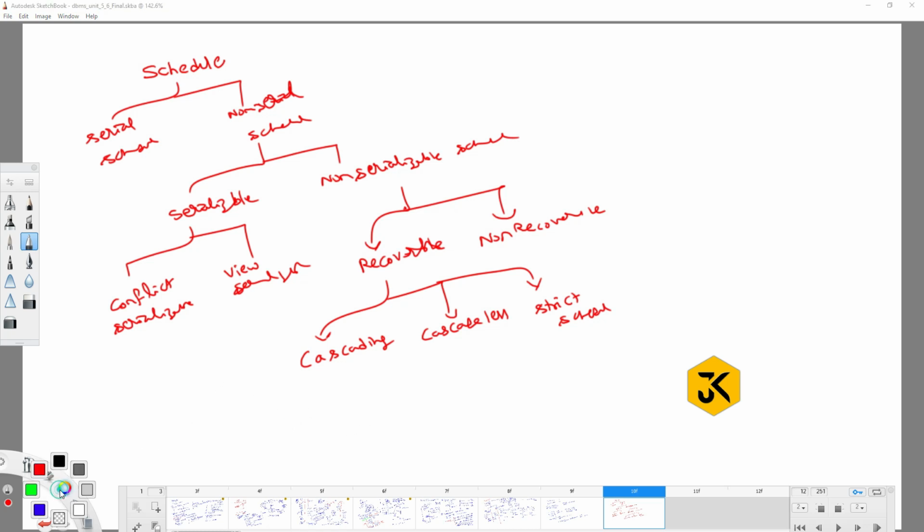Right. So basically, guys, what is the meaning of a serial schedule? Serial schedule means basically there is no interleaving of operations. So completely after completion of one transaction, then only we will go for another transaction. So up to now we have seen all those, right?